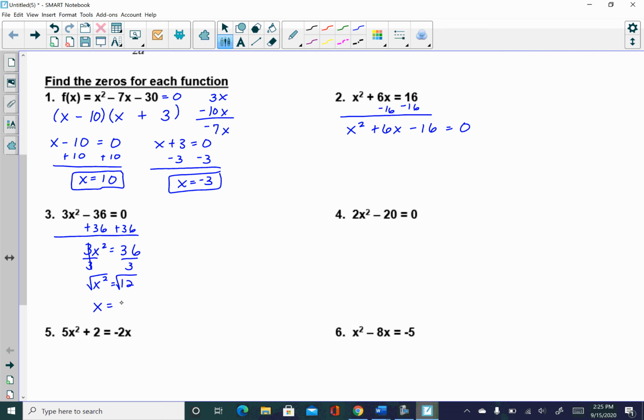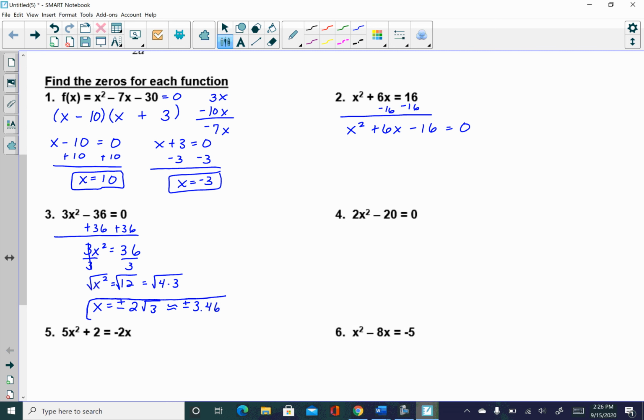X equals, that'd be plus or minus. Now think about this, 12, that can be reduced. Remember our reducing radicals. Highest number in our list that will divide evenly into 12, 4 times 3. So that gives me plus or minus 2 square root of 3. And then that would be our final answer. If you want to get the approximate answer, all you have to do in your calculator is say 2 times the square root of 3. You should be getting approximate solutions of plus or minus 3.46.